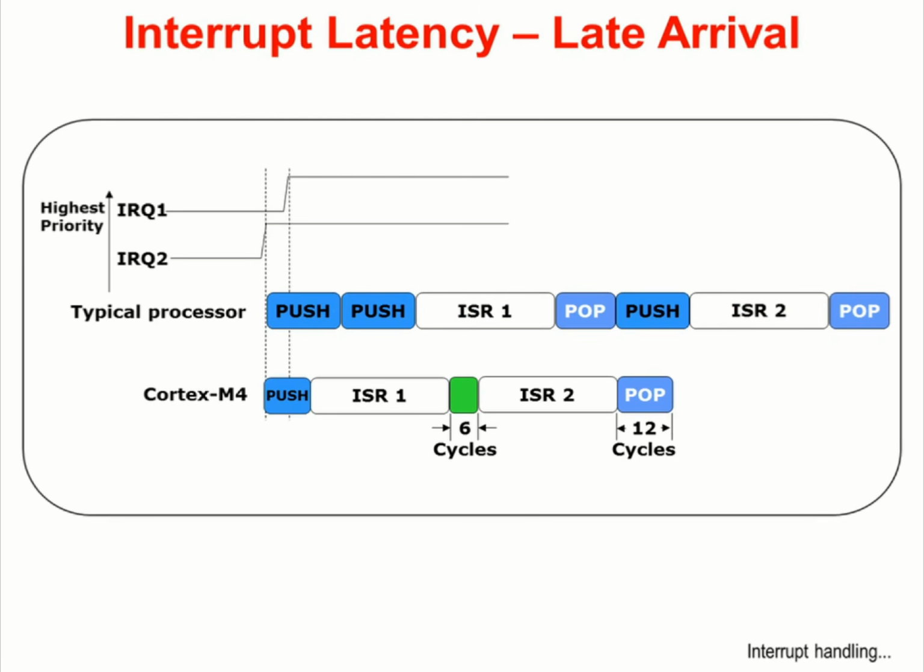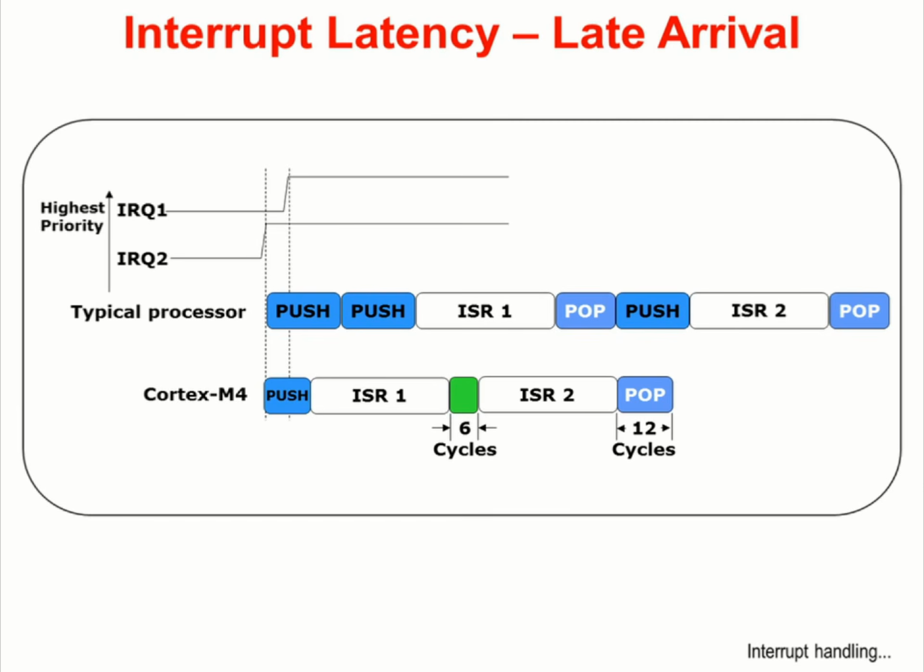The next NVIC issue to look at is late arrival. In this case, the lower priority interrupt, IRQ2, goes off just before the higher priority interrupt. In a typical processor, it would be pushing the status of the processor for IRQ2. As soon as it detected that there was a higher priority interrupt, it would finish the push, start a second push, and then go through the entire normal sequence. The cycles required to perform the extra push operation are completely wasted.